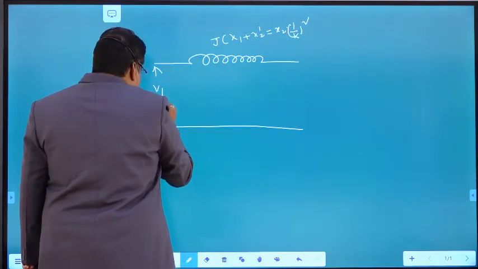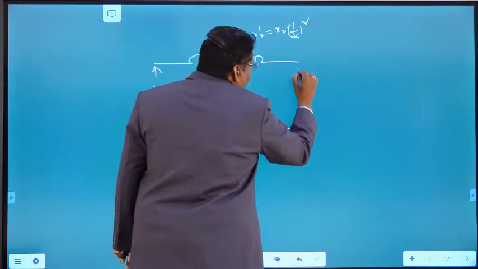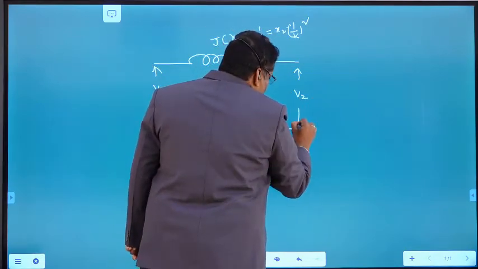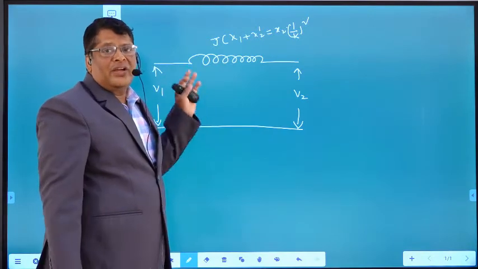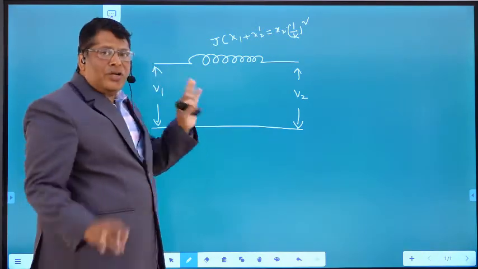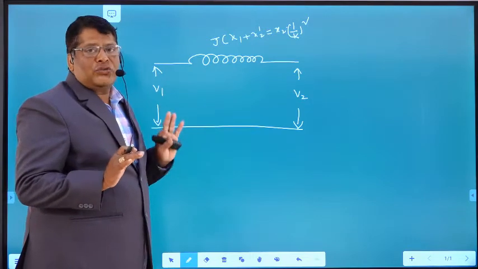In this manner we can reduce the equivalent circuit of a transformer. But we use this equivalent circuit only for power system analysis.